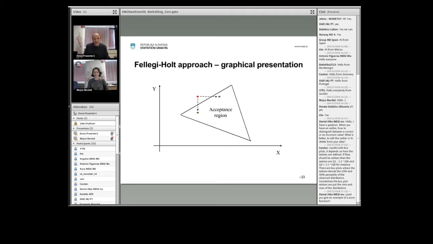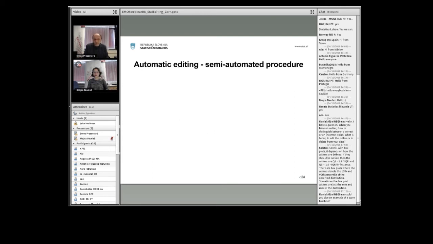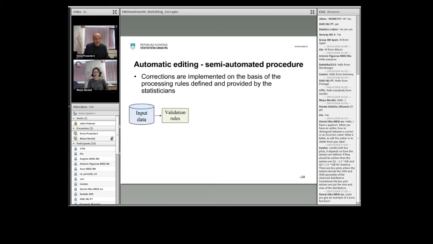How is this decided? These are procedures. I will not go into this because they're quite technical, but the basic idea is this one: change just one variable.